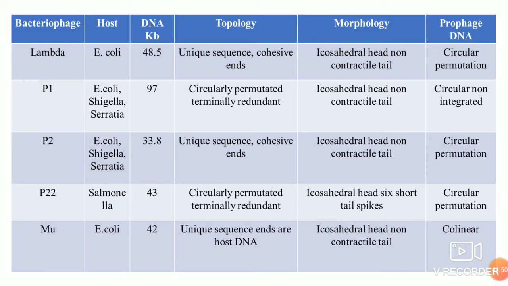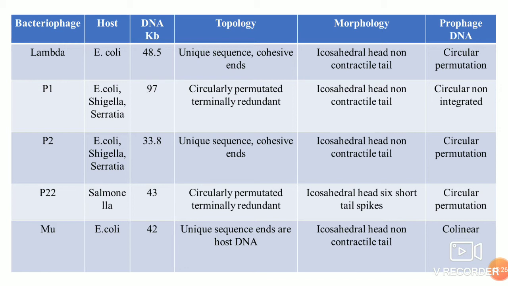Okay, so this is a short about bacteriophages which we have studied. I have missed out φX174. Please try to incorporate φX174 also, about P1, P2, P22, Mu: what is the host, what is the length, what is the DNA, and you can make your own chart of how lysogeny is established in P1, how lysogeny is established in P2, P22, and Mu.